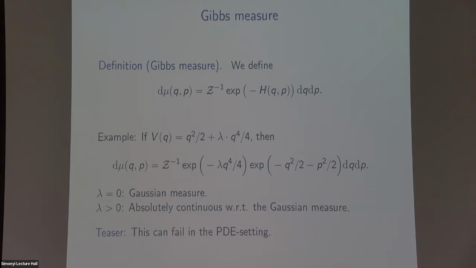If lambda is positive, then this will of course no longer be constant, but it will still be bounded by a constant, because lambda is positive and Q to the 4 is non-negative. So even though the measure is no longer Gaussian, it will still be absolutely continuous with respect to the Gaussian. One teaser already: this absolute continuity can actually fail when we look at PDE analogs of this. It's just a teaser for now.